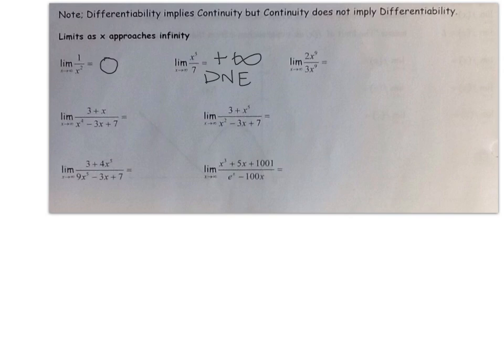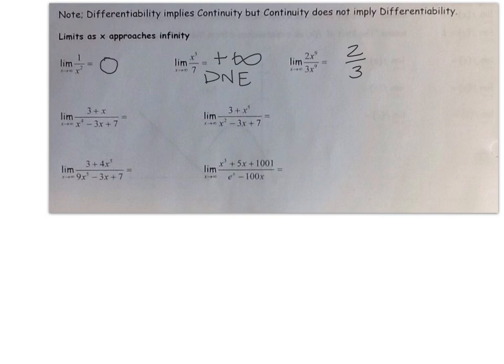So then the limit as x approaches infinity of 2x to the 9th divided by 3x to the 9th. Notice the degree of the numerator and denominator is the same. That means there is a horizontal asymptote. The horizontal asymptote is equal to the ratio of the leading coefficients. So 2/3 is the limit there. So you might want to pause the video and try the remaining 4 problems and then check to see if you get them right.